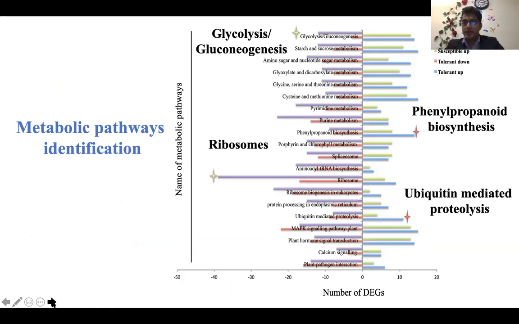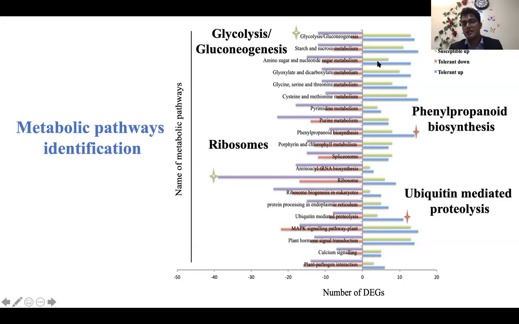Then we performed the KEGG pathway analysis to find out the exact metabolic pathways involved in salinity stress in pearl millet. We found 300 pathways, but it was difficult to show all 300 pathways here. So here we have shown only the 20 most significant pathways. The pathways are shown by different colors for susceptible and tolerant lines. This panel is downregulated pathways and this panel is upregulated pathways.